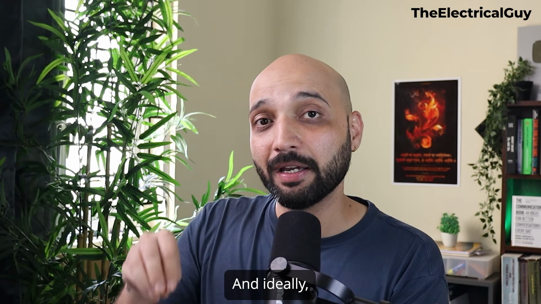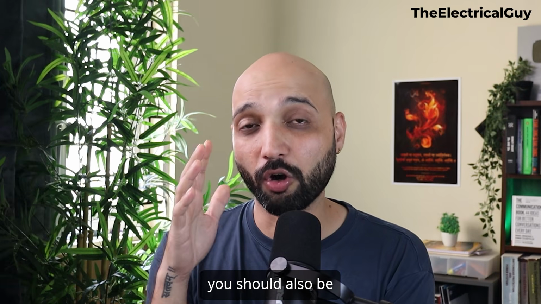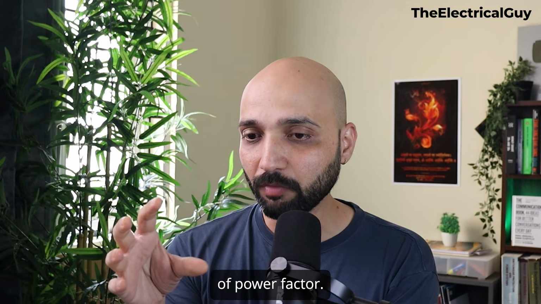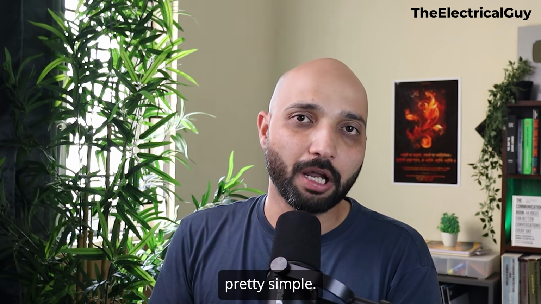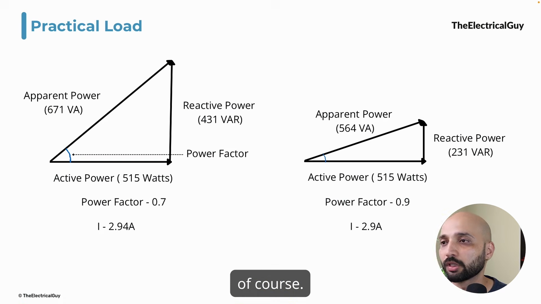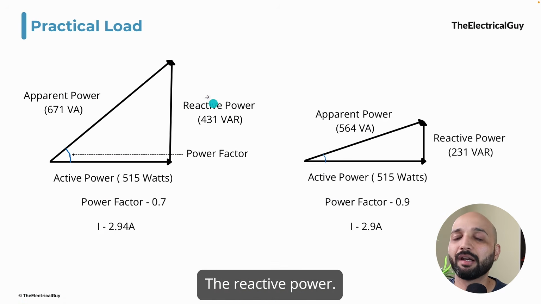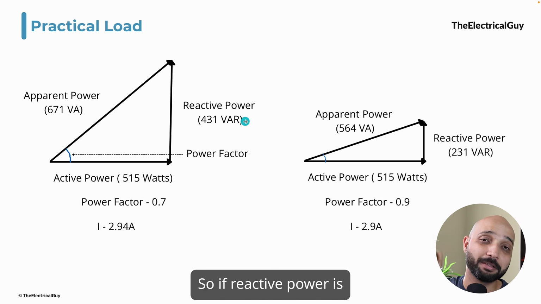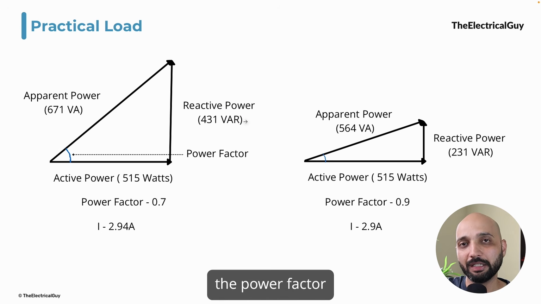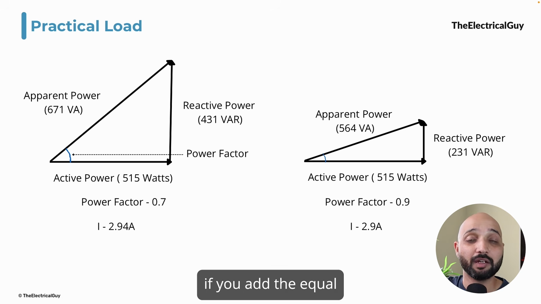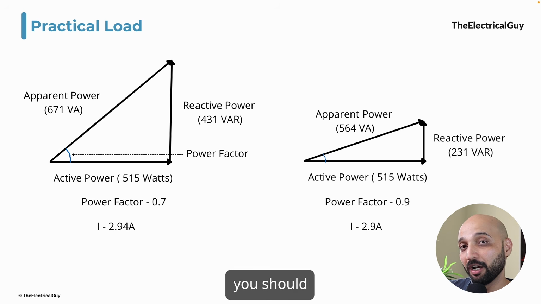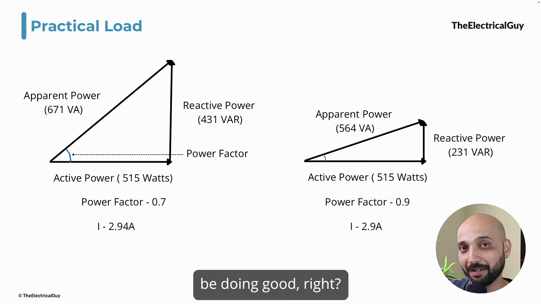And ideally, if you have a factory, you should also be concerned about maintaining a good power factor. Now, the theory is pretty simple. How do you improve the power factor? Of course, what is causing the poor power factor? The reactive power. It's mostly the inductive reactance that is there in the system. So if reactive power is dropping the power factor of the system, if you add an equal and opposite amount of reactive power in the system, you should be doing good, right?